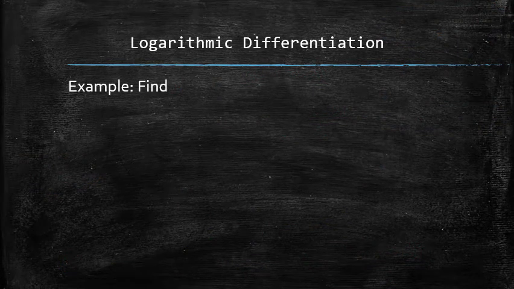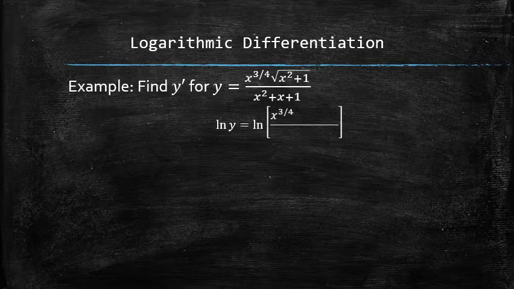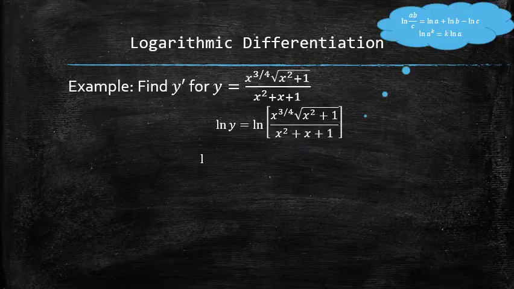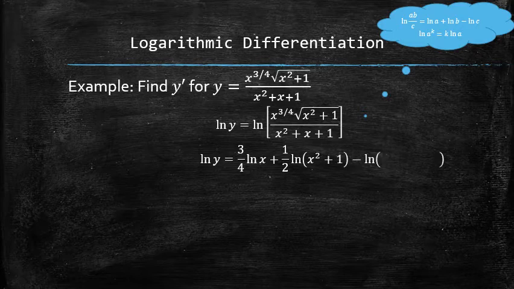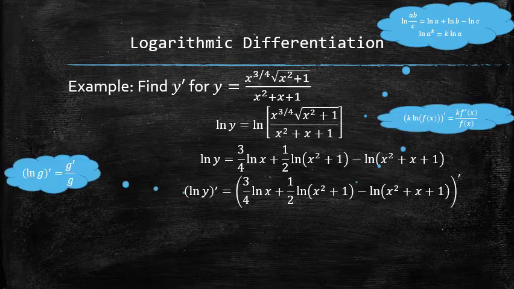Let's find the derivative of the following function. First, we apply the natural logarithm function to both sides of the definition of y. Next, we use the properties of the logarithms and simplify the right-hand side. Now we can differentiate both sides of the equation with respect to x. Using the rules of differentiation, we obtain the following result.